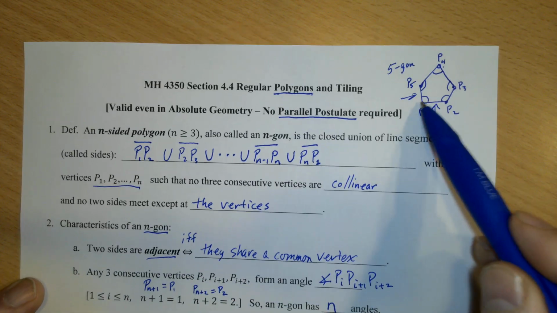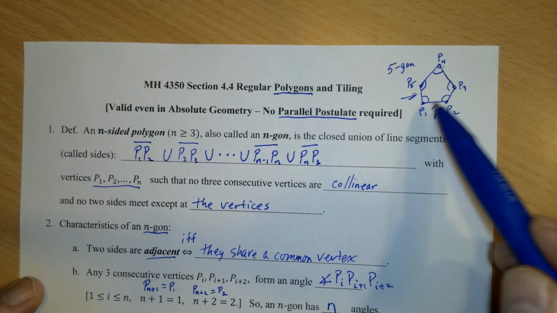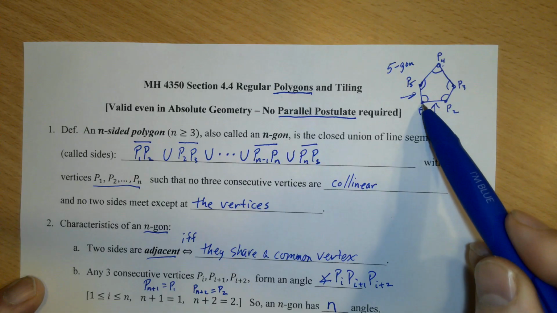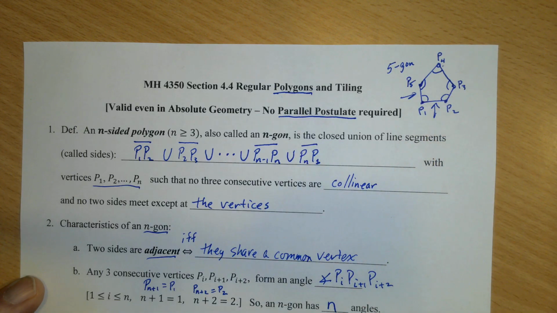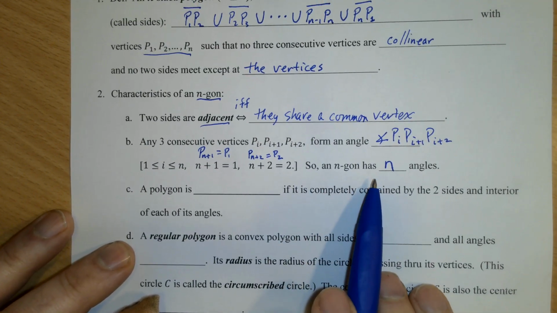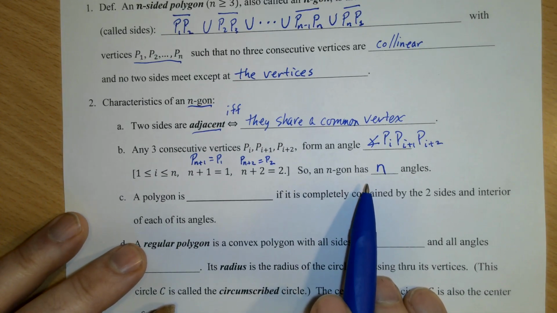So it's not going P1, P2, P3, P4, P5, P6, P7, P8, P9, P10, and so on. P6 would just be P1. P7 would just be P2. All right, so an n-gon has n angles.